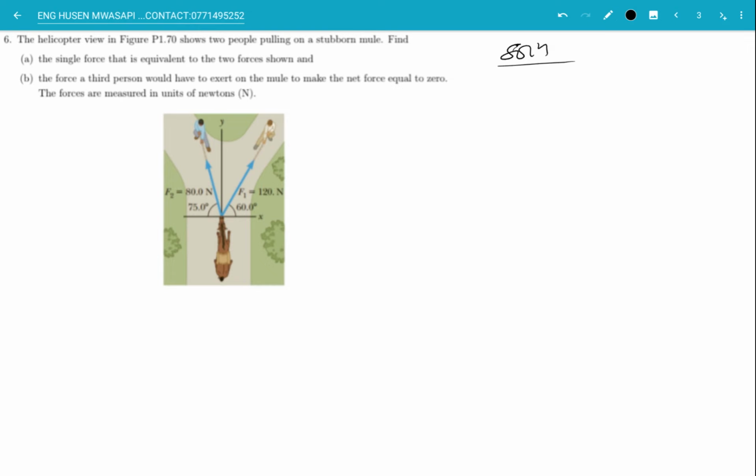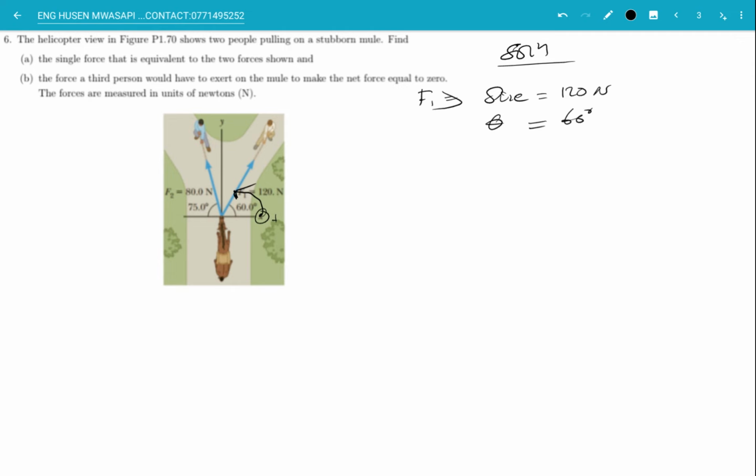So now let's find the components of all these forces. I'll start with force number 1. Force number 1 is my interest. So now I need to find the size of this force as well as the direction. The size is 120 newtons. The direction should always be measured from the positive x-axis. This is the positive side of the x-axis. If you measure it from here, go in that side, you'll have 60 degrees. So 60 degrees like that.